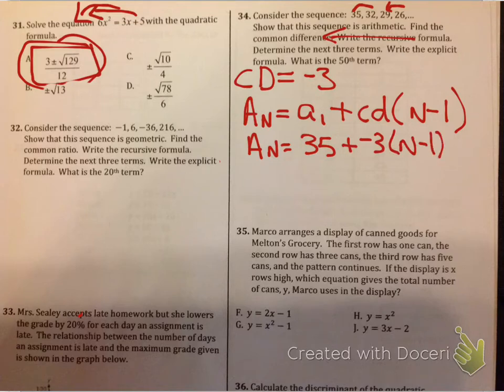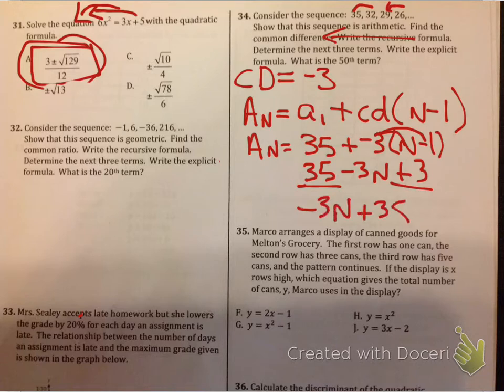Now you actually have to take a few steps on this one to solve it. So you have to distribute, and you have 35 minus 3n plus 3. -3 times n is -3n. -3 times -1 is +3. Combine your like terms. You get -3n plus 38. That is your recursive formula.